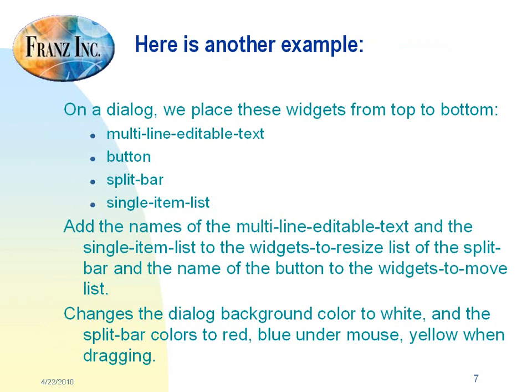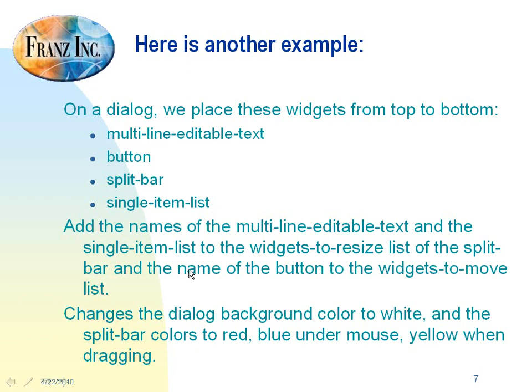Let's look at a sort of more serious example that might be more useful. So on a dialog, we place 4 widgets: a multi-line editable text widget, a button widget, then we put a split bar, and then we put a single item list.